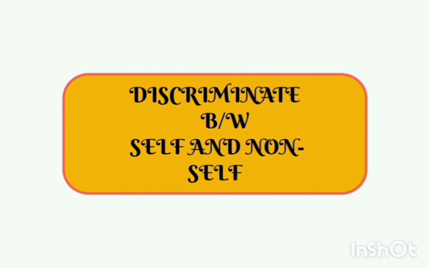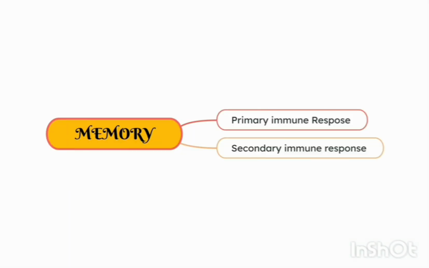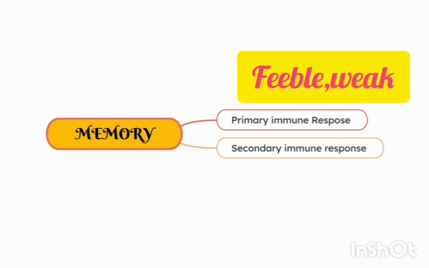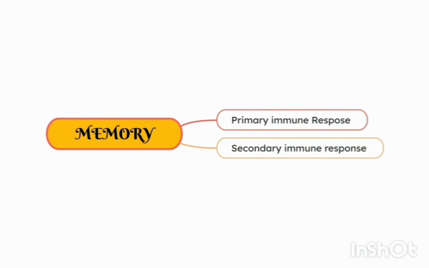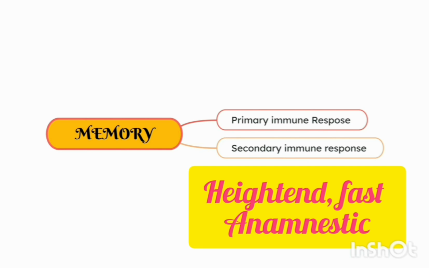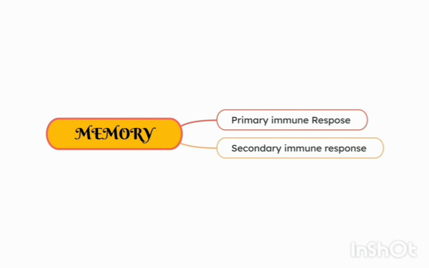So, the next feature of acquired immunity is memorization. Acquired immunity has a strong memory as it keeps the memory of each and every encounter. The first encounter, which is known as primary immune response, is slow and feeble, while the secondary response and subsequent encounters with the same pathogen are rapid and heightened, which is known as anamnestic response or booster response.